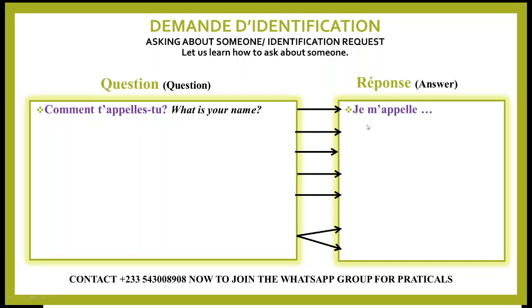Réponse: je m'appelle. So in the previous video, you have learned how to talk about oneself. So over here, you complete with your name. So je m'appelle Oliver Dumegan. So that is my name. So in the response column, or over here, you are going to complete it with what you have learned in the previous video.